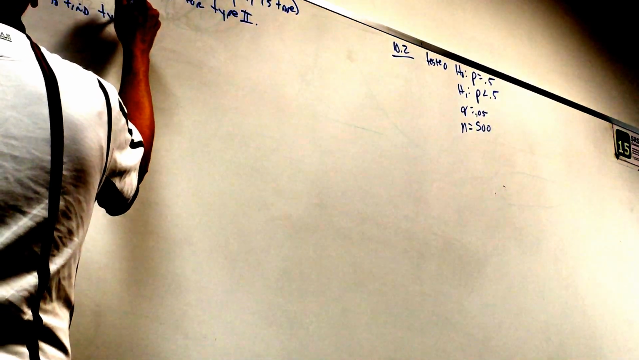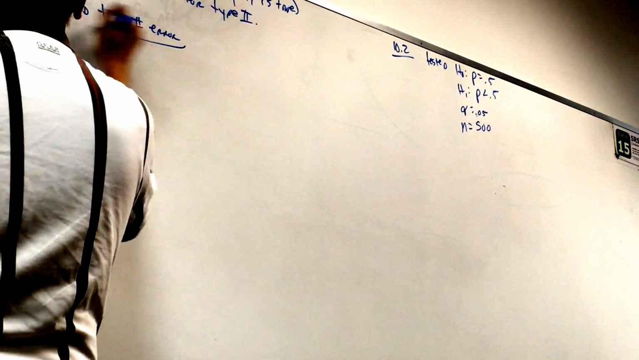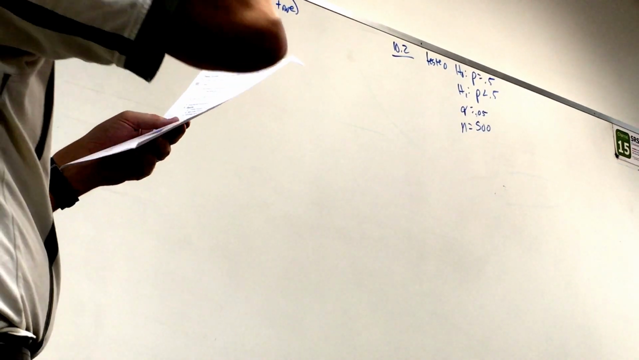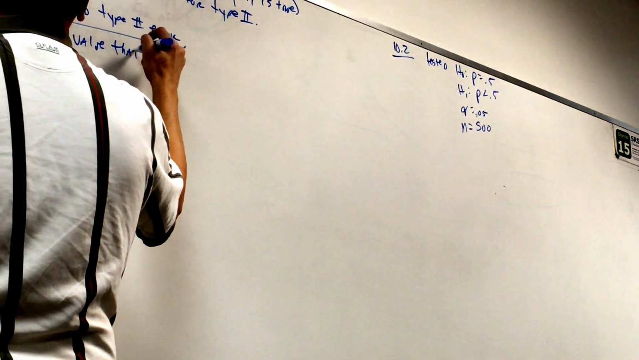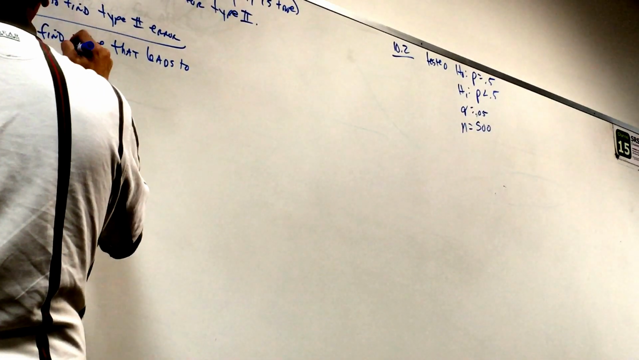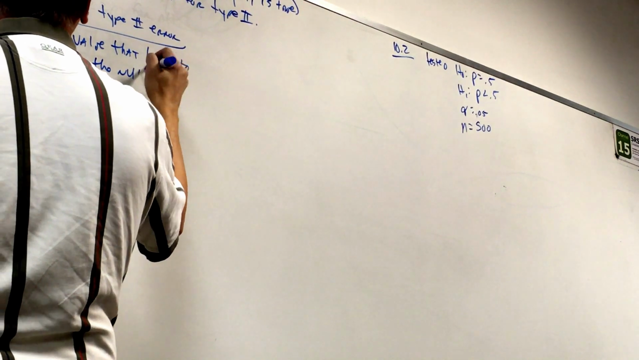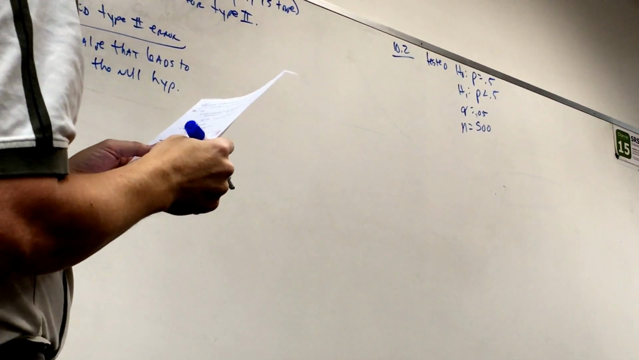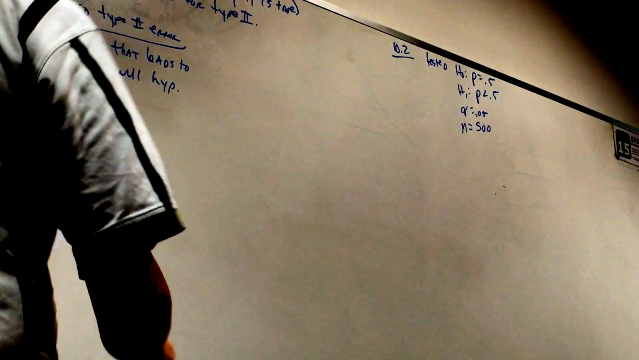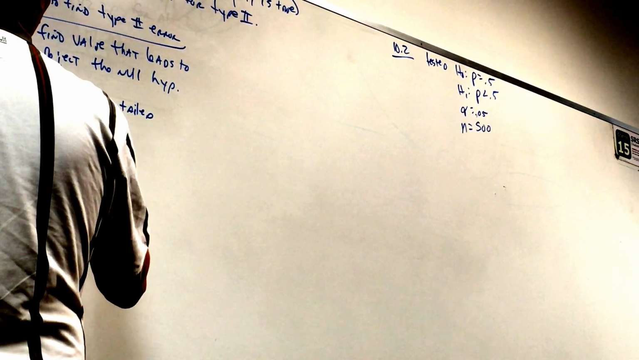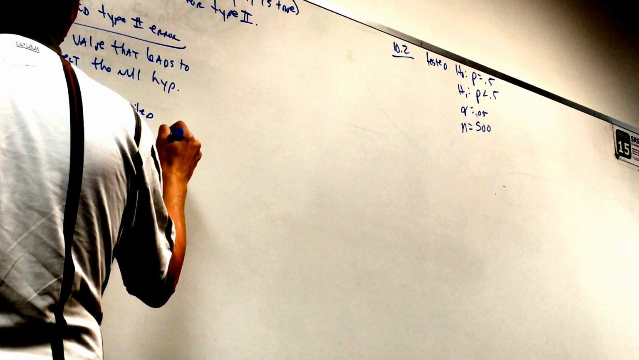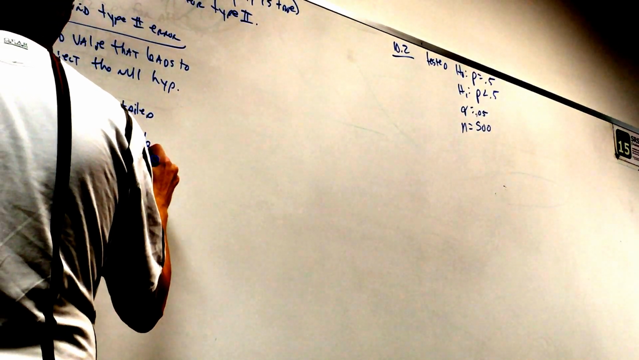Okay? So in order to find the type 2 error, here are the steps. You're going to need to do 3 things. Step 1: find the value that leads to rejecting the null hypothesis. And it could be left-tailed or right-tailed, or it could be two-tailed.